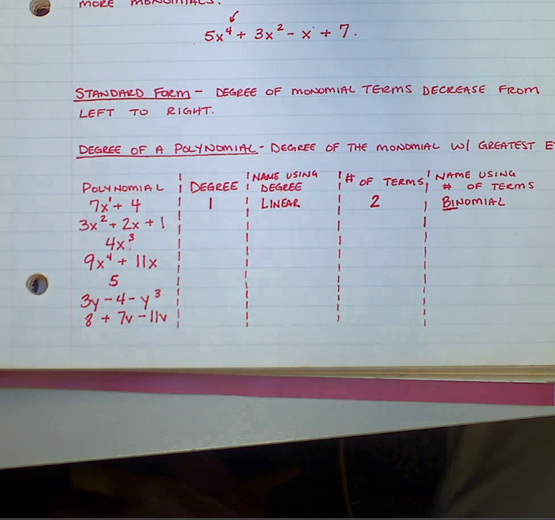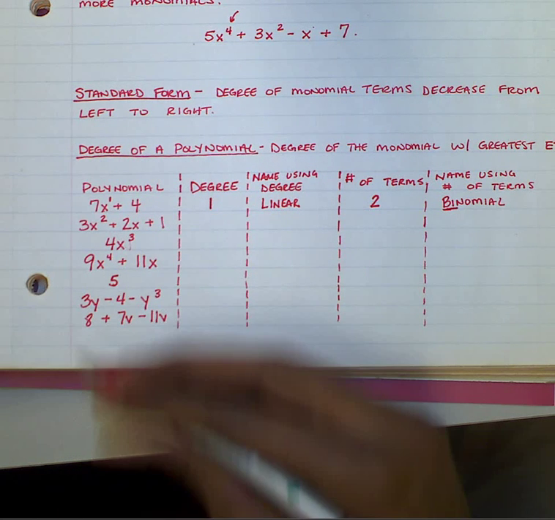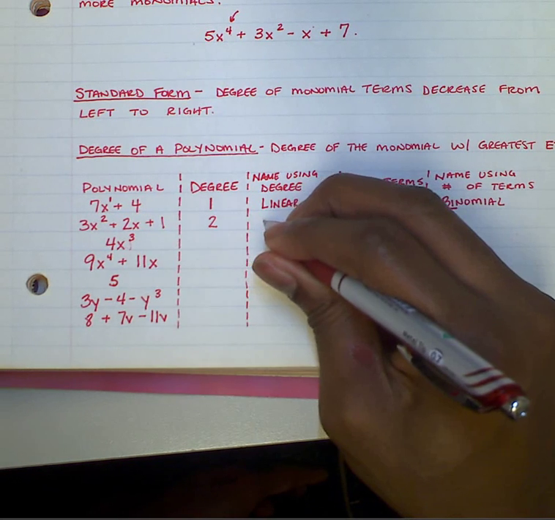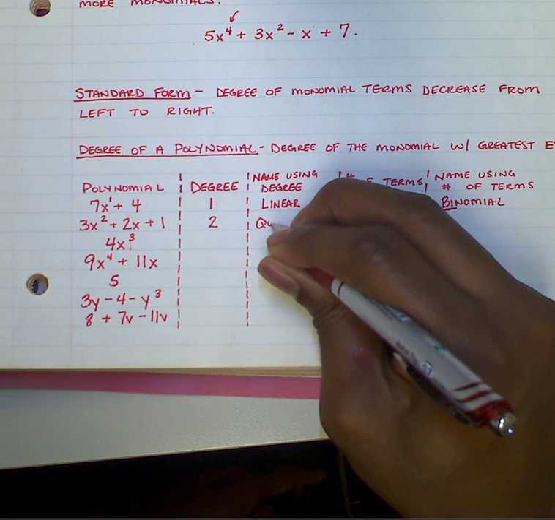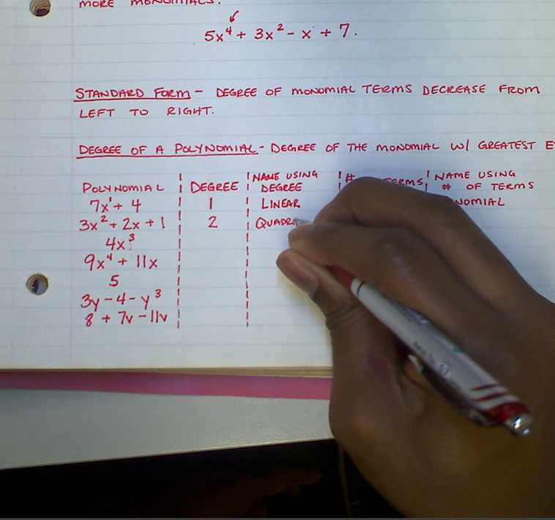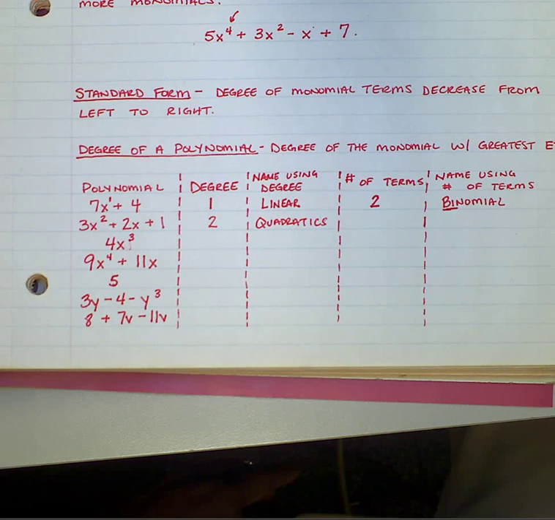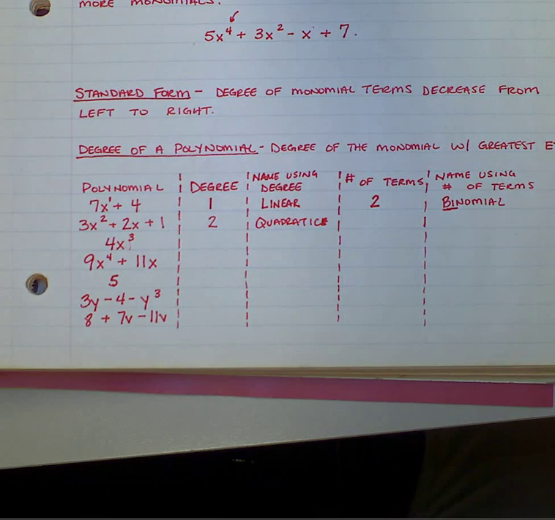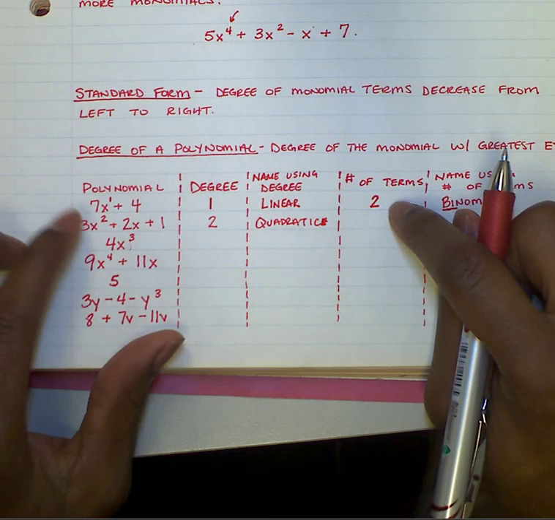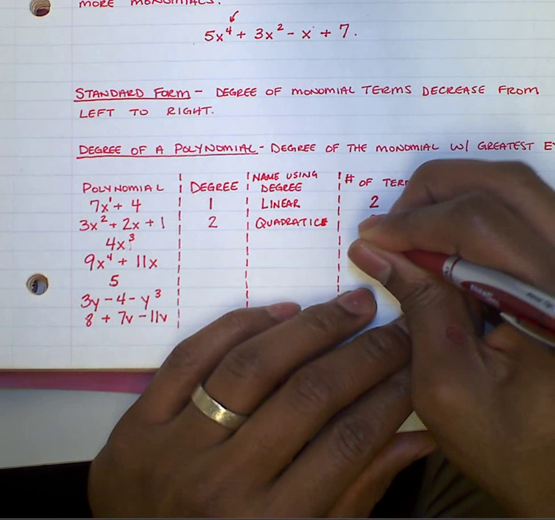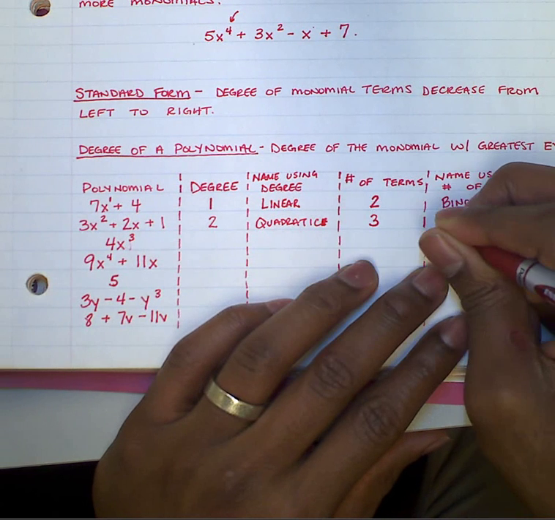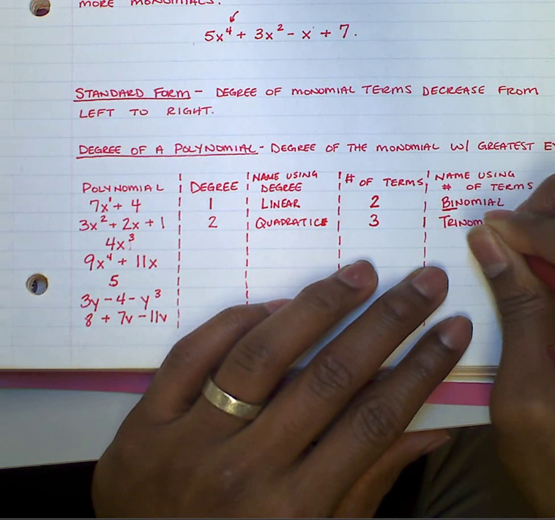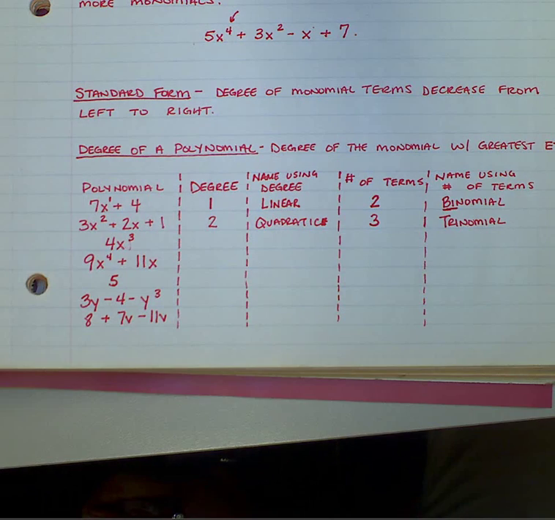Let's look at this one. Its degree, highest exponent, is 2. The name using that would be called a quadratic. We'll talk about it a lot more as this semester winds down. How many terms are there? There are 1, 2, 3 terms, and so we call that a trinomial. Tricycle, triceratops, triangle, tri meaning 3.